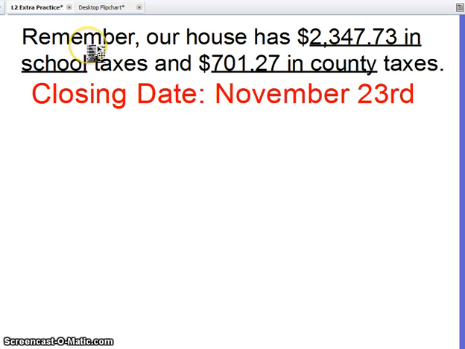So to summarize what was on that last slide, we want to split the $2,347.73 in school taxes in a fair way and $701.27 in county taxes in a fair way. And we are going to pretend that we're buying this house. We have a closing date of December 23rd. So let's first start by working on these county taxes.